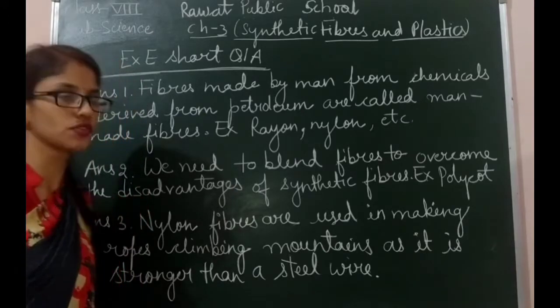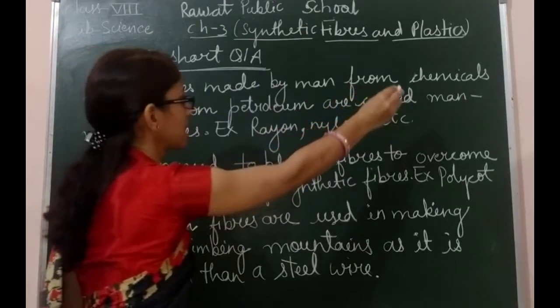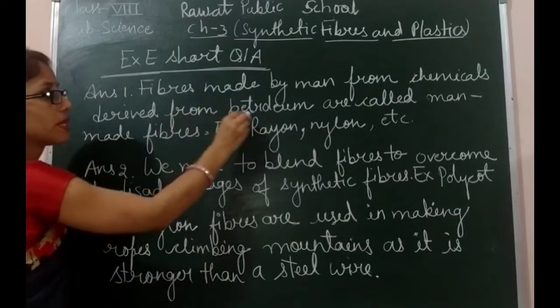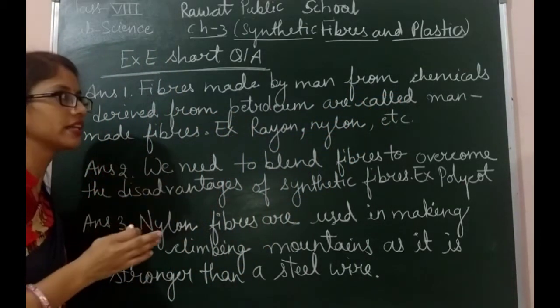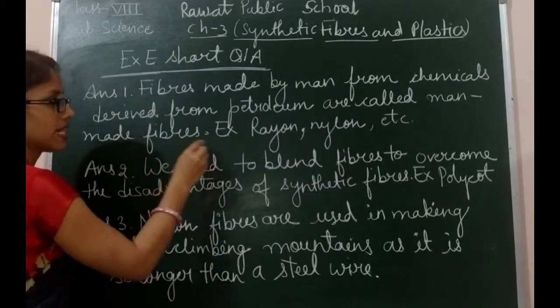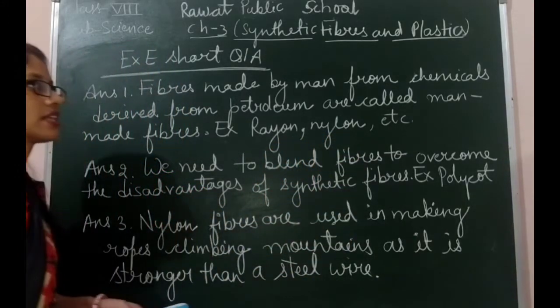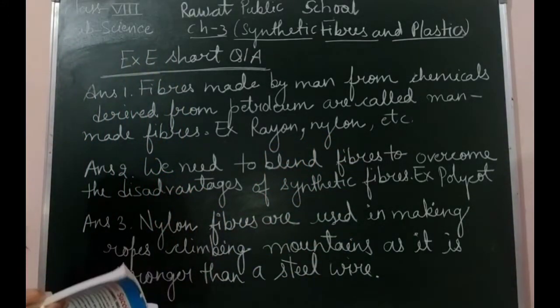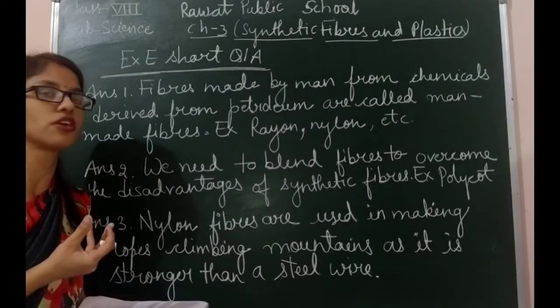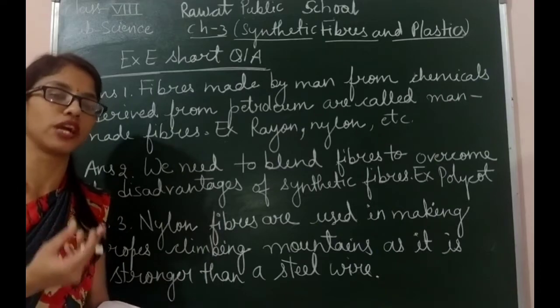So let's see the answer of this question number 1. Fibers made by man from chemicals derived from petroleum. The chemicals which are derived from petroleum are called man-made fibers, and the examples are rayon, nylon, etc. Another term we also use for these man-made fibers is synthetic fibers or artificial fibers.